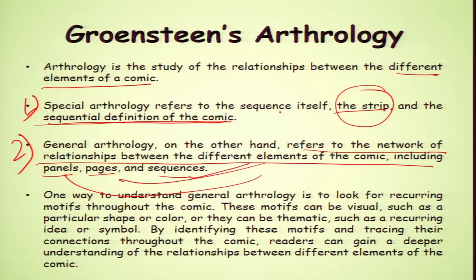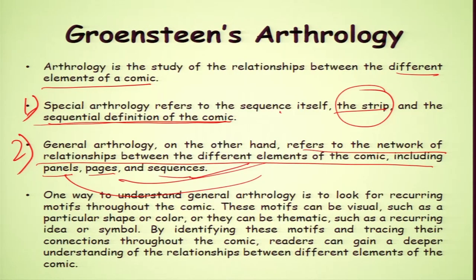So, Groensteen's theory of general arthrology is a way of understanding the complex relationship between different elements of a comic. It is based on the idea that a comic is a network of relationships between different elements, including panels, pages, and sequences. These relationships are not just spatial, but also temporal, and they create a complex web of connections between different parts of the comic. Groensteen argues that this network of relationships is what gives a comic its meaning, and that understanding these relationships is essential to understanding the comic as a whole.